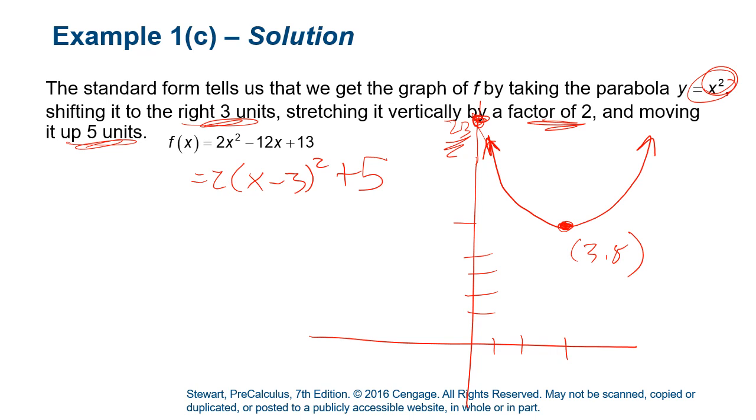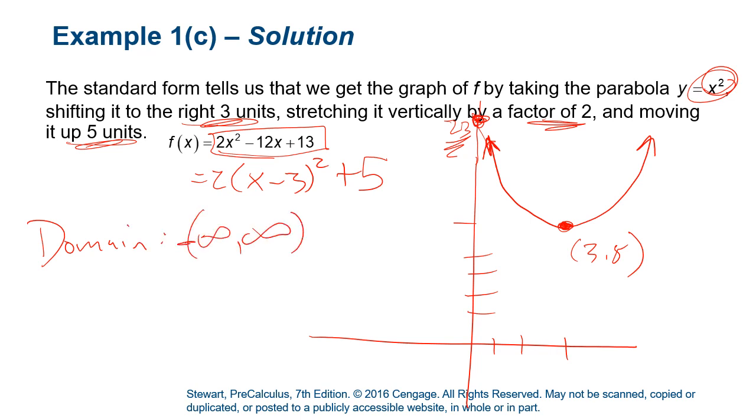Now, the last thing we want to do is talk about domain and range. Well, it's a polynomial function. For polynomial functions, the domain is going to be all real numbers. Why? Because I can plug any x I want in here. Okay. So my domain is going to be the interval from negative infinity to positive infinity.